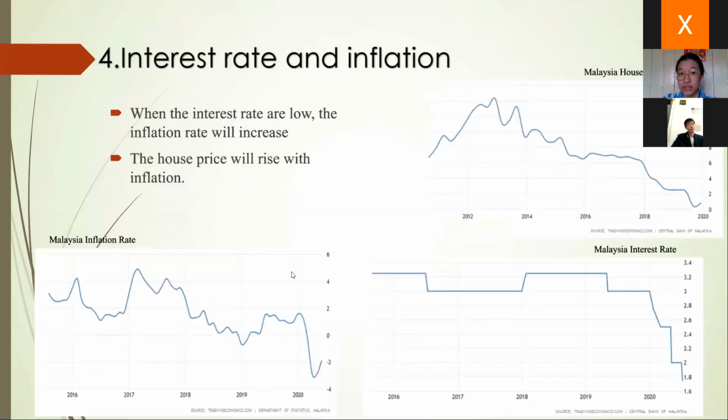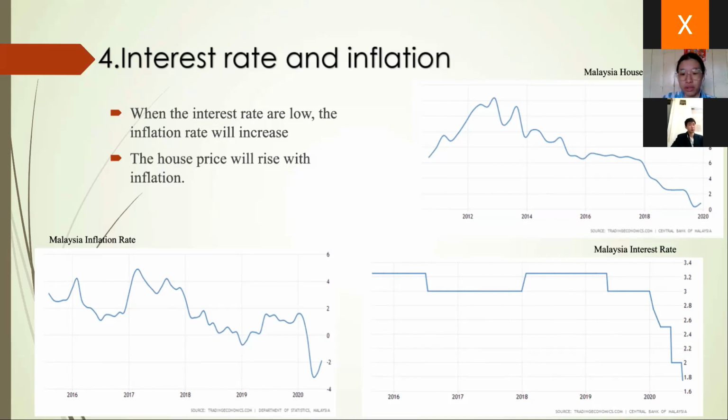Another cause is interest rate and inflation. The relationship between inflation and interest rate has a major impact on housing price. When the interest rates are low, the inflation rate will increase. The house price will rise with inflation. As you can see in the Malaysia inflation rate and the Malaysia interest rate, the interest rate decreased during the 2016 to 2018 period, which made the inflation rate increase during the 2016 to 2018 period.